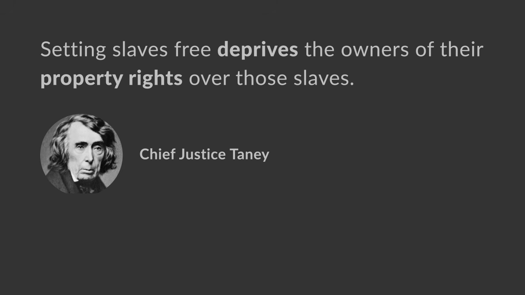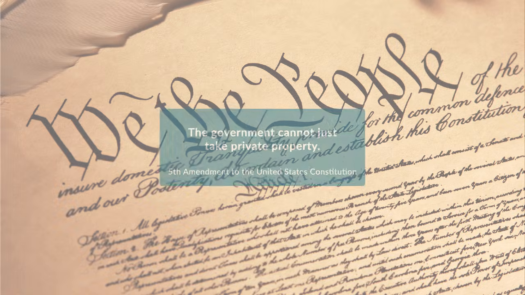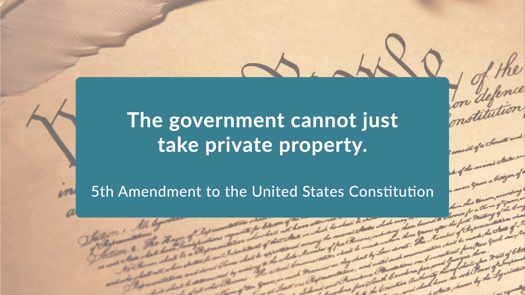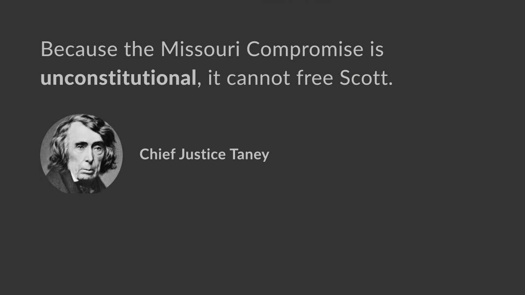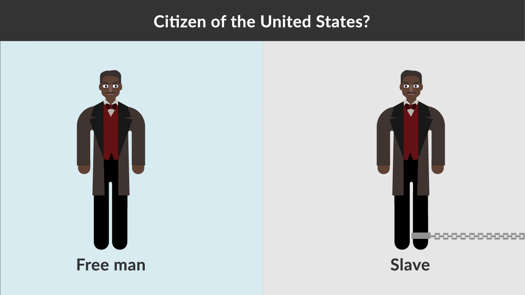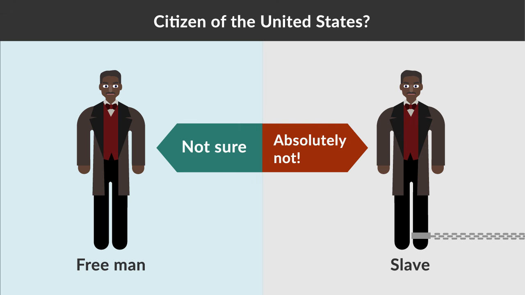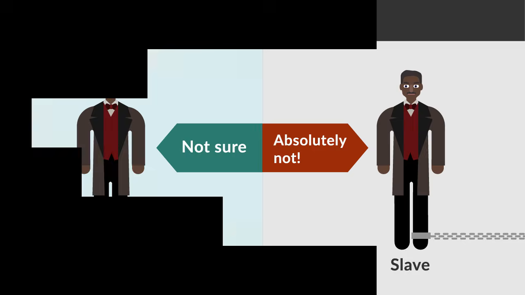Taney found that the Missouri Compromise was unconstitutional because setting slaves free deprived the owners of their property rights over those slaves. And the Constitution specifically says the government can't just take private property. Because the act was unconstitutional, it couldn't free Scott. At the end of the day, Taney wasn't sure that even free Black people were citizens. But Taney was sure Black slaves were not citizens and that Scott was still a slave. Because Scott wasn't a citizen, he couldn't sue in federal court, and his case had to be dismissed.